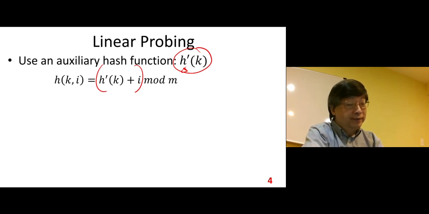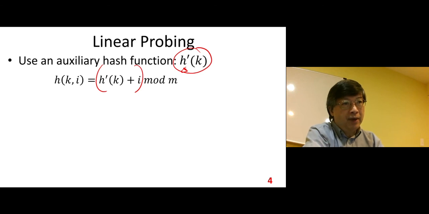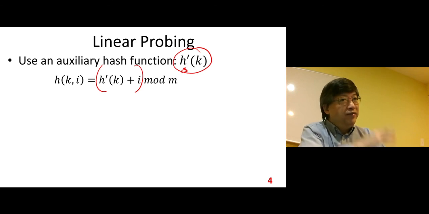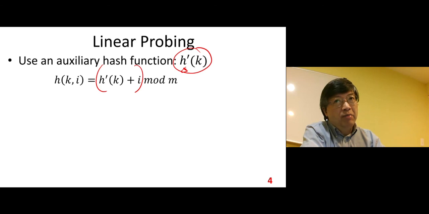That would be better. H prime of k plus i, then mod the slot number n. All right, so this is called linear probing. It is very simple. It satisfies the property we need, but now we need to look at its performance. It has a big problem that will slow down its performance.